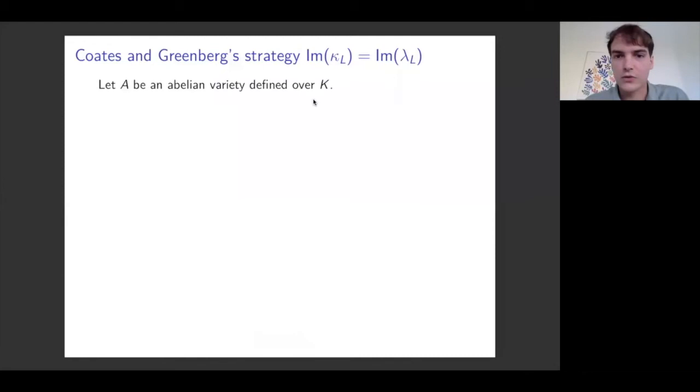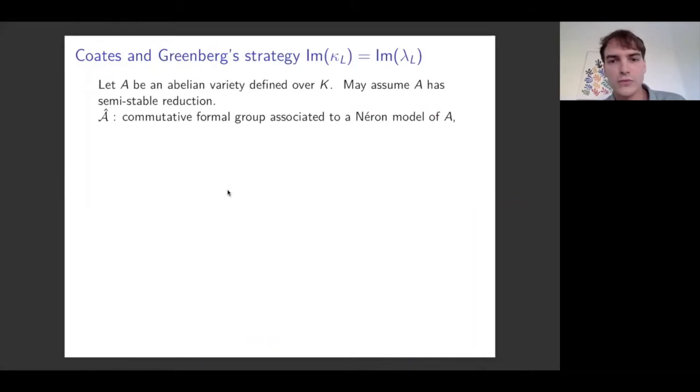The first point is that we may assume that A has semi-stable reduction. So it's enough to prove this theorem for semi-stable reduction. The nice thing with that case is that we can consider the commutative formal group associated to a Néron model of A. And why it's useful is because this Néron model exactly gives us the Tate module of this commutative formal group, sorry, exactly gives us the representation V_p A0 that we defined earlier to define the map lambda L.